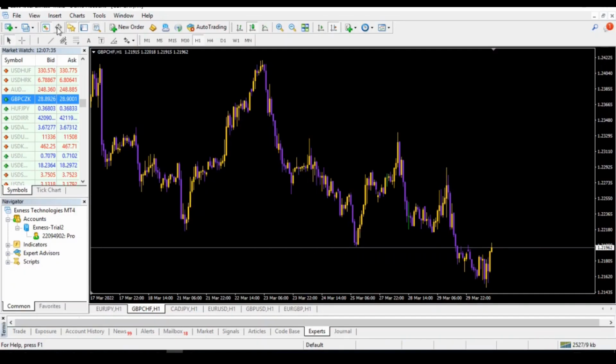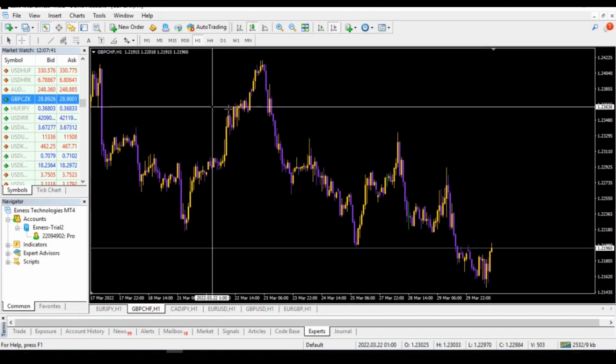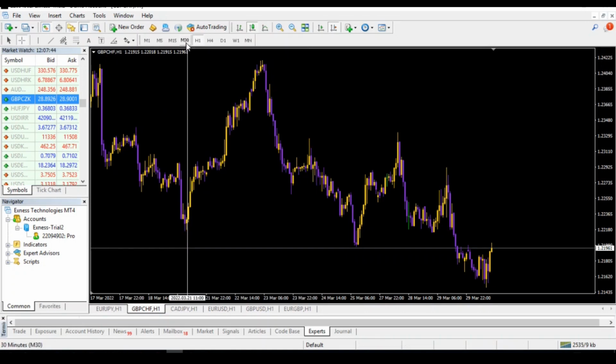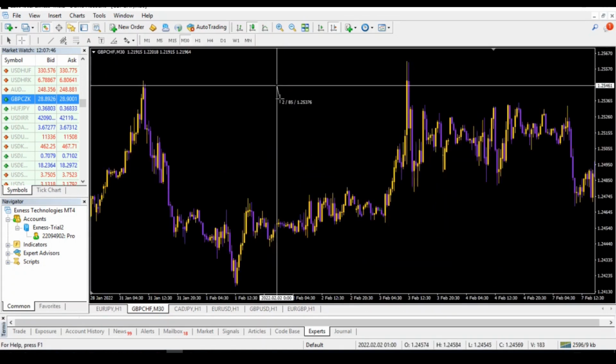The platform provides various objects for making technical analysis. For example, with the crosshair cursor, you can click and drag to select the difference between 2 points on the chart. And there appear 3 numbers. The first number represents the number of periods or the number of candlesticks within the 2 selected points on the chart. The second number represents the difference in the number of pips between the 2 selected points.